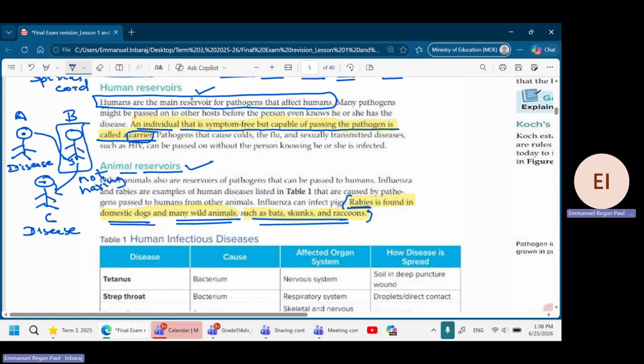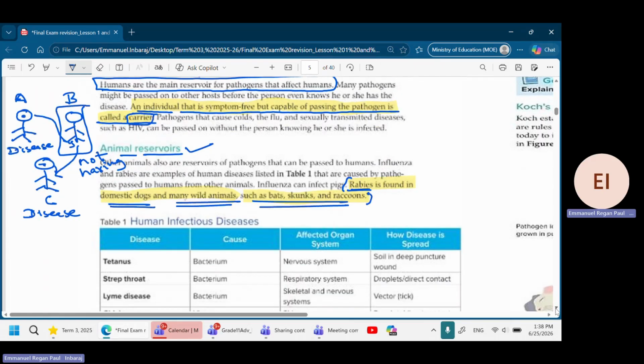So two reservoirs: human reservoir and animal reservoir. If you get a disease from a human, then it is called a human reservoir. If you get a disease from animals, then it is called an animal reservoir.